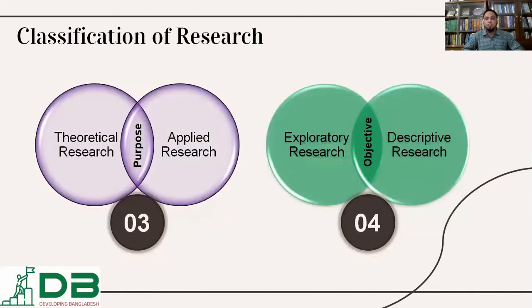Then we can classify research based on purposes of research. Why will we conduct a research? So based on purpose, research is divided again into two parts: theoretical research and applied research. Theoretical research is mainly for academic purpose. On the other hand, applied research is used mainly for industrial use or practical purpose.